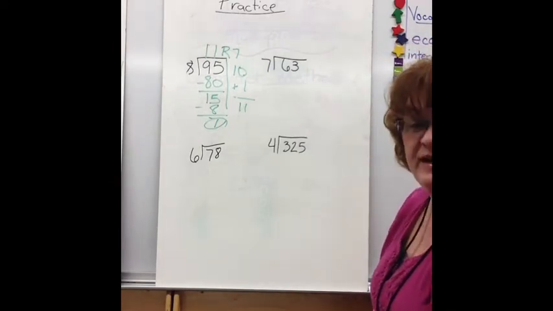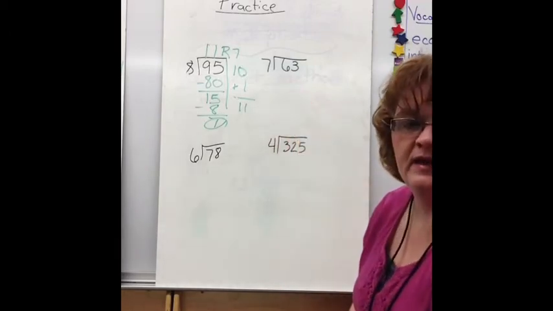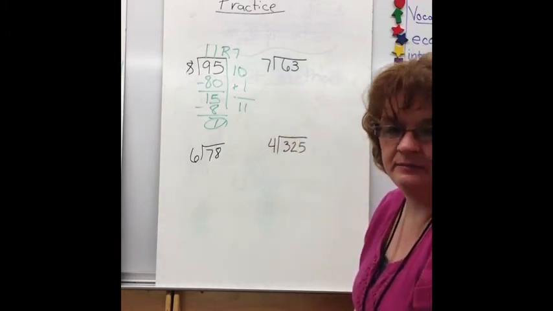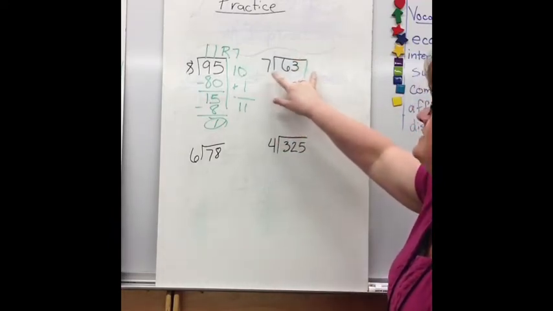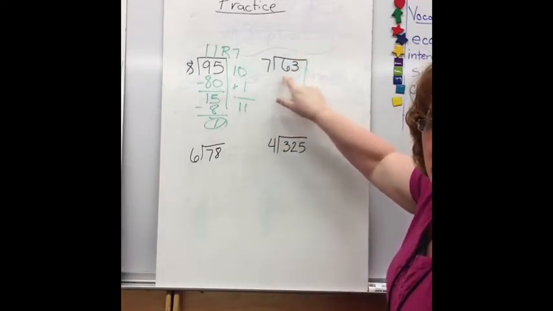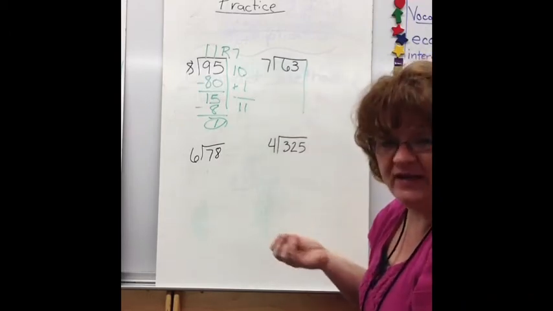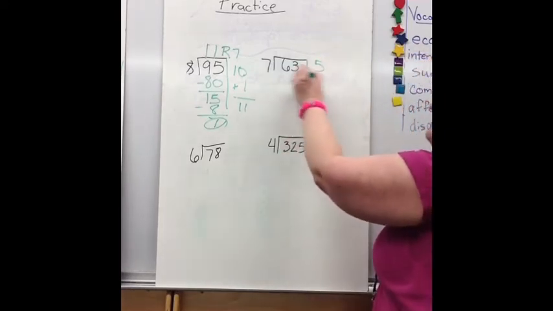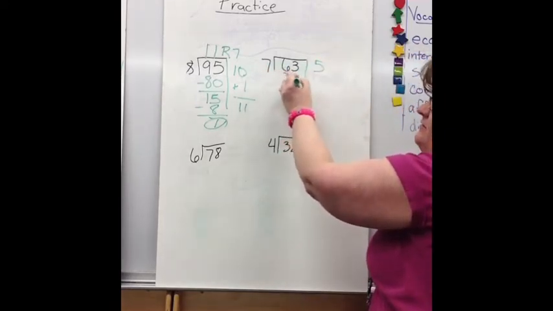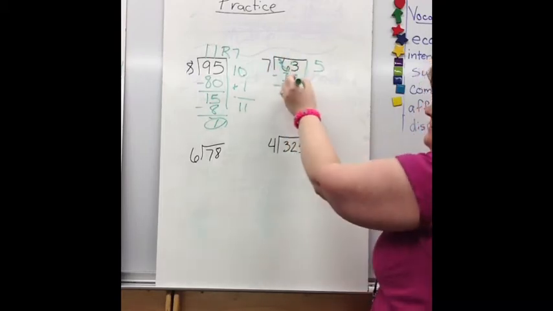Okay? Pretty easy, actually. Let's go ahead and move on to this one. 7 into 63. Now, I can't use 10 because I know that 7 times 10 is 70, and that would be too much. But I do know 5. 7 times 5, that's a pretty easy one to know. So 7 times 5 is 35. I can subtract that.